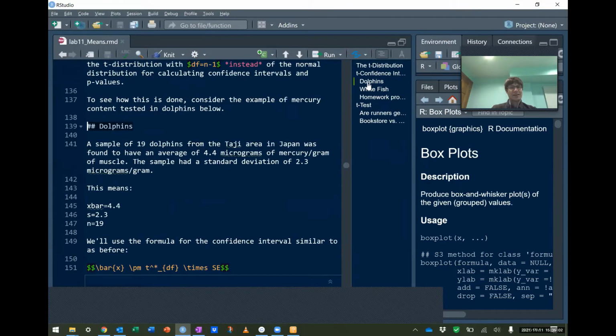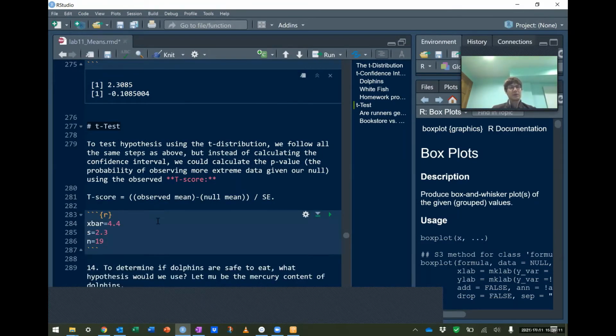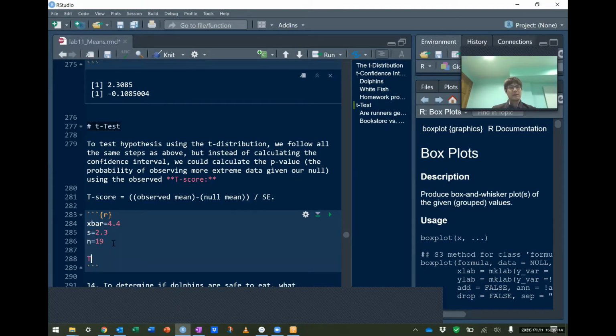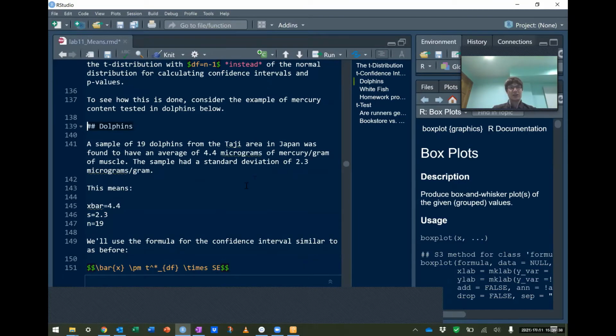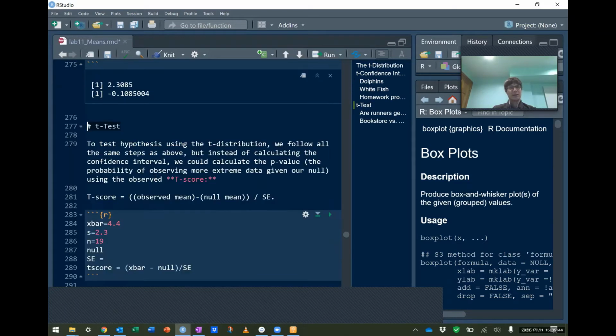So first we need to revisit our data. If you go to the dolphins example, here was our data. Let's copy that. Here's how we're going to find the t-score. T-score is going to be the mean, the observed mean, which was 4.4, x bar, minus the null mean divided by standard error. So two things we haven't specified what they are, the null and the standard error. We have calculated the standard error. That doesn't change. So let's go to where we found the standard error in this one. You can copy that, paste that code.